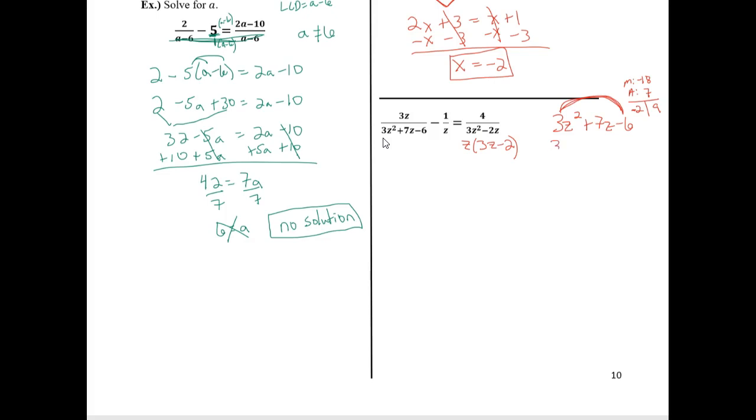So now, again, that leading coefficient was not 1. I rewrite my middle term as negative 2z plus 9z.